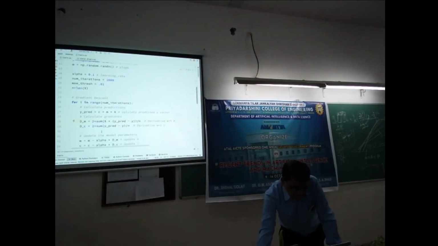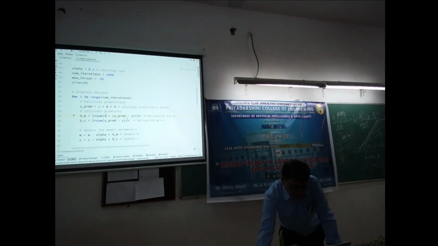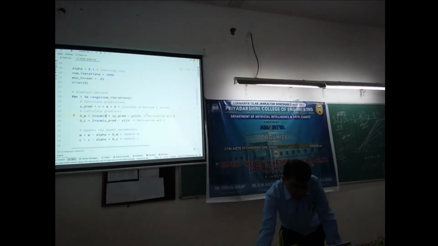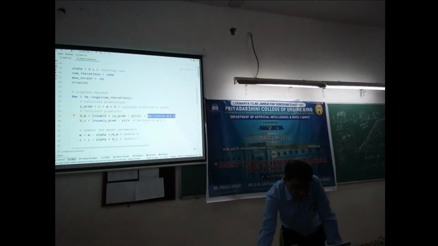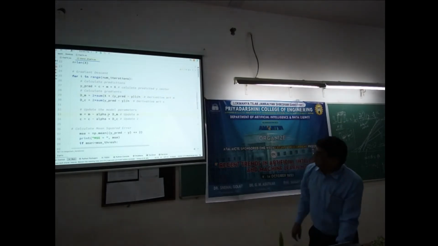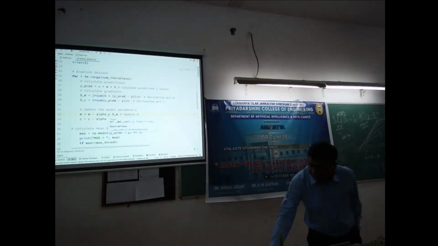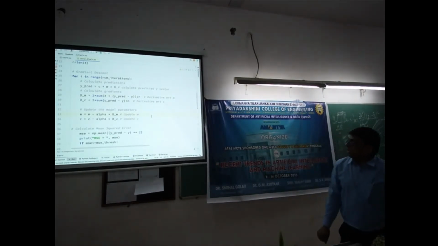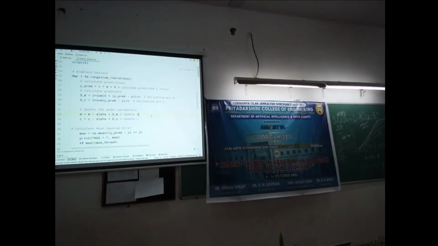Okay, so this is dm is equal to this and dc is equal to this. Now I have found the partial derivative of the objective function with respect to m and with respect to c. Now update the model parameters. So m is equal to m minus alpha into dm. Alpha is a learning constant.